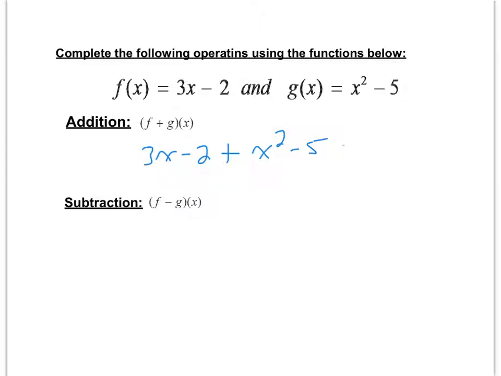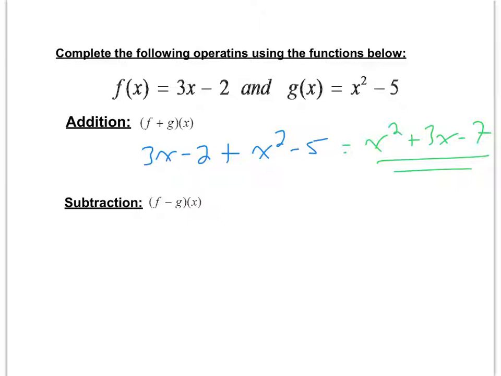All I'm going to do now is combine like terms. 3x minus 2 plus x squared minus 5 is going to be 1x squared plus 3x. And now minus 2 minus 5 is minus 7. So there is f plus g of x. F minus g of x, you got it, is the same idea.